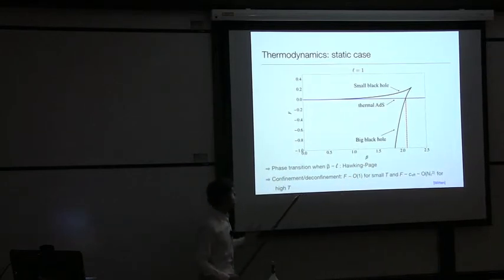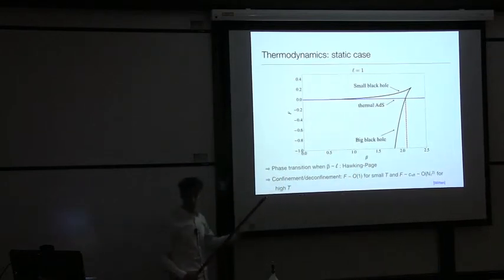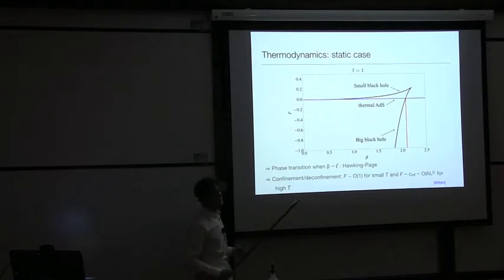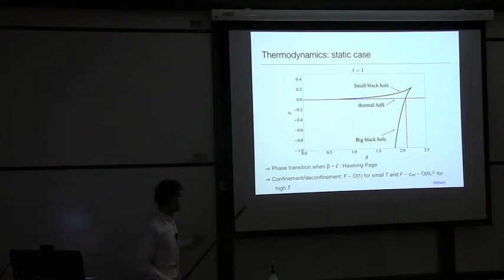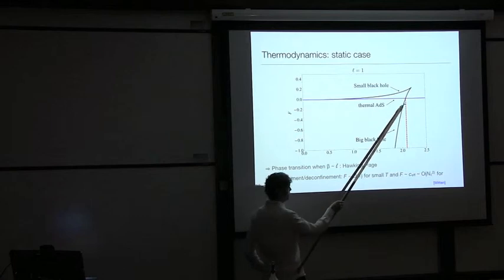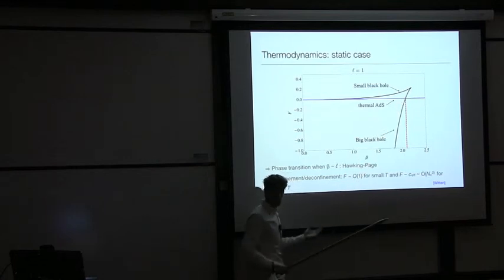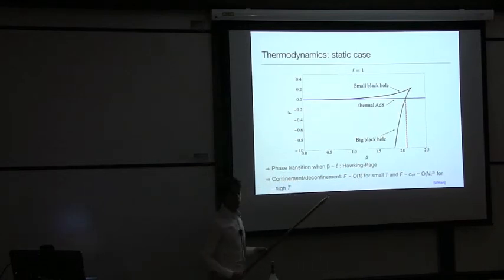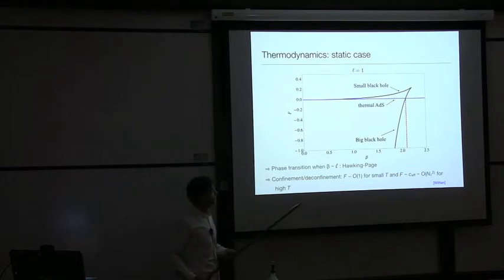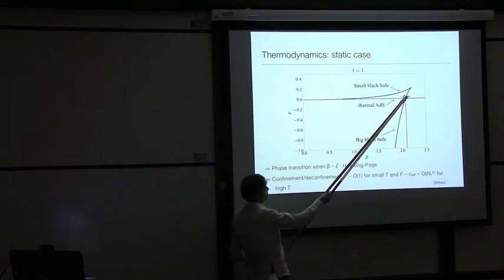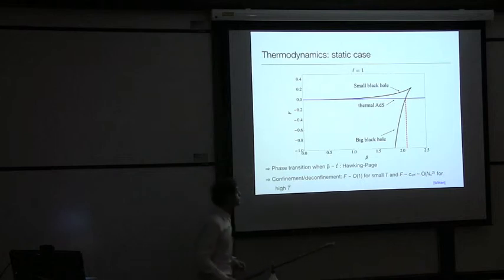Black holes in AdS at fixed temperature exist in 2 families, the big black hole and the small black hole, because one is big compared to the radius of AdS, and the other one is small. It turns out that above this temperature, which is known as the Hawking-Page temperature, the big black hole is the dominant phase. The small black hole is always subdominant and doesn't play a role in the thermodynamics.